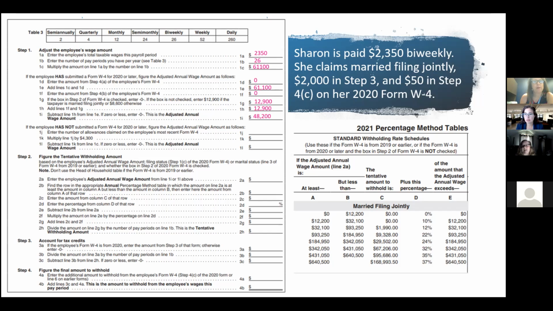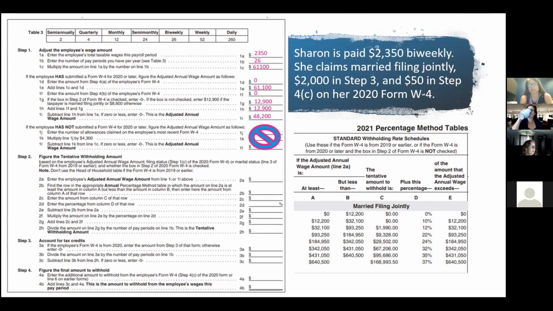The next section says if the employee has not submitted a Form W-4 for 2020 or later. So this means if the employee has been employed with you for a while and they have a previous W-4 from 2019 or before, which they can have because you're not required to make them fill out a new W-4 every year. So they can have an earlier one. And so this table takes that into consideration. In our case, we're going to ignore those lines because they do have a W-4 that's from 2020 or later. So we're going to ignore that piece of the table for now.